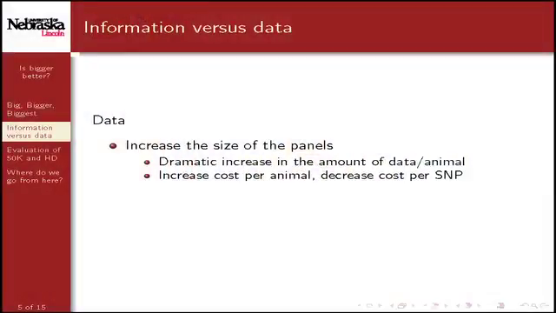What we're seeing with that increased size of these panels is a dramatic increase in the amount of data per animal. If we go between a 50K and a 770, that's roughly a 15-fold increase in the amount of data we're getting. There's an increased cost per animal. You go from a 50 to a 770, twice as much. Likely to drop, but my guess is the 770 high-density panels will be more expensive than the 50. If they're not, then they're probably going to stop selling the 50.